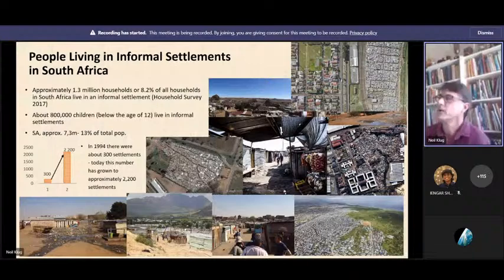So between 1994, post-apartheid, and now, there were 300 of these settlements in the country. There are now over 2,200 of these settlements in South Africa.